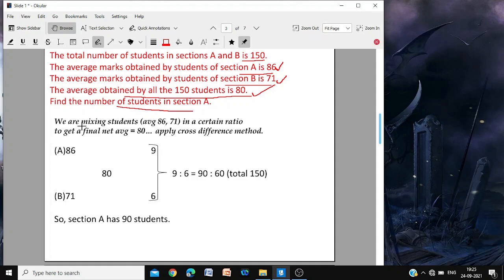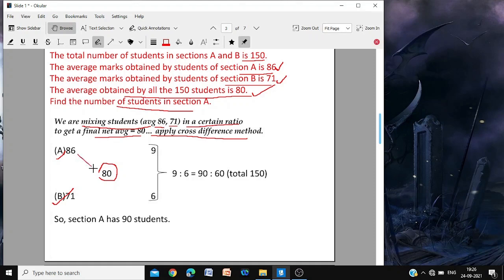Actually it's a question of mixture or alligation, where we are mixing two qualities of students, one in which the average is 86 and one where the average is 71, in a certain fixed ratio, and we get the final net average as 80. So we apply the cross difference method. Section A, 86, is the higher value, section B, 71, the lower value, and 80 is the mean value.